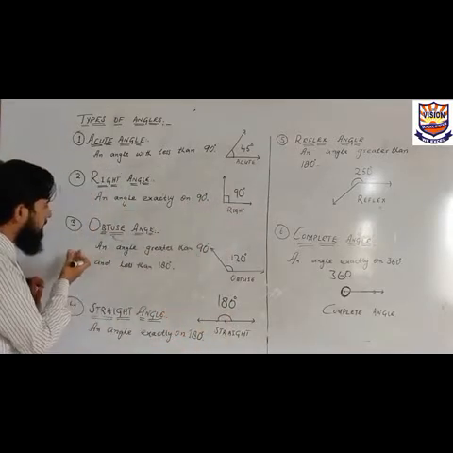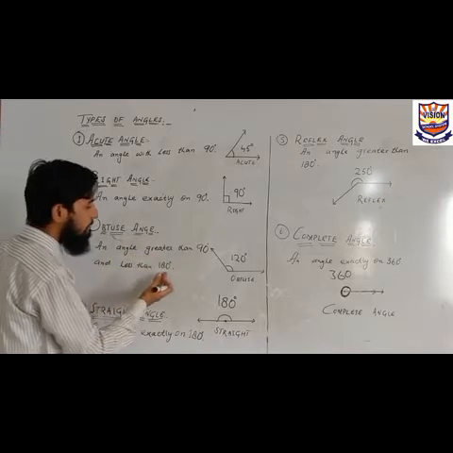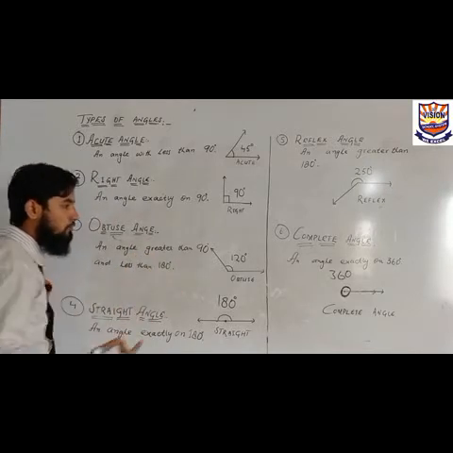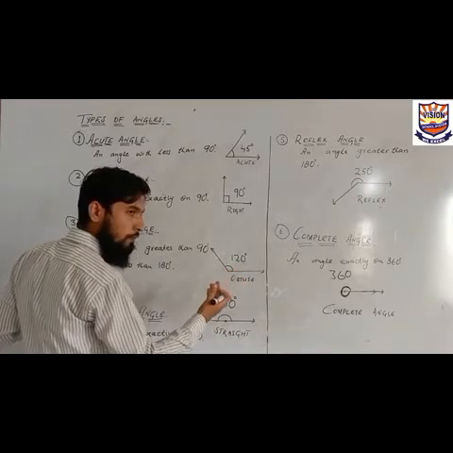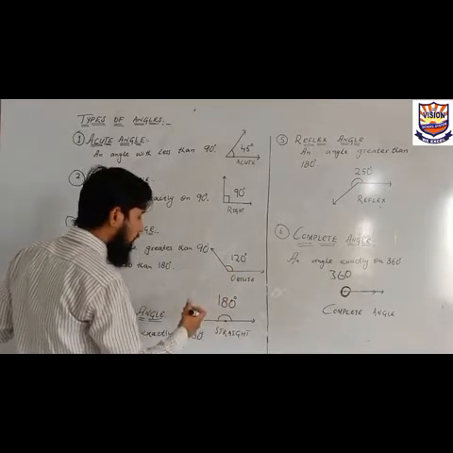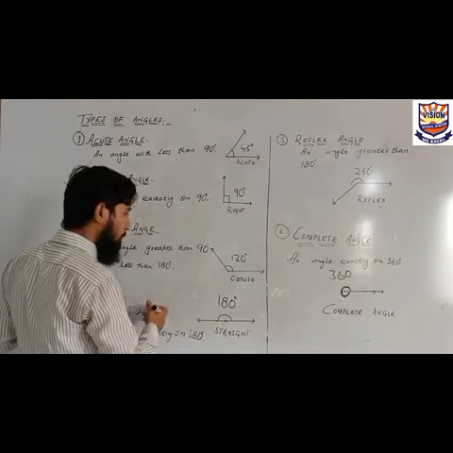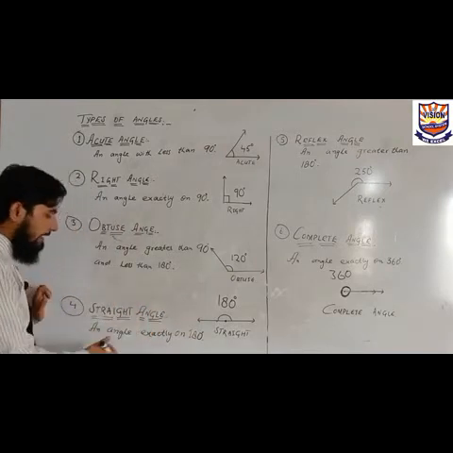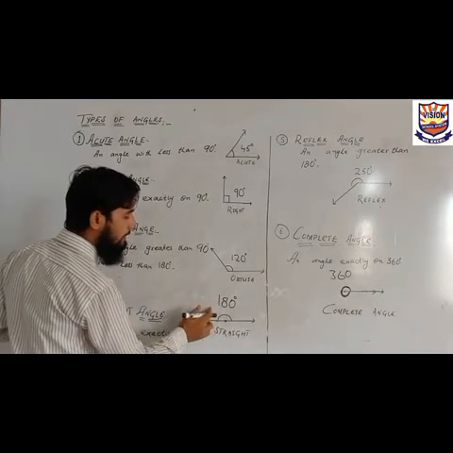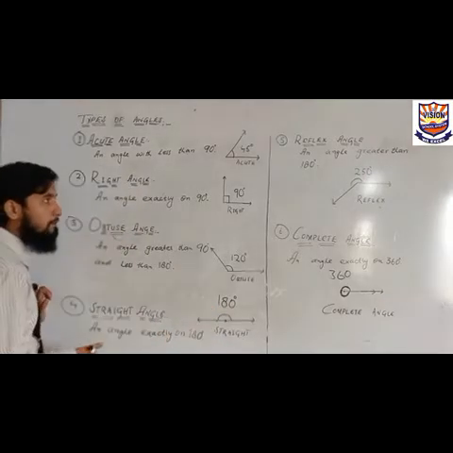Now the third one is obtuse angle. An angle greater than 90 degrees and less than 180 degrees is called obtuse angle. For example, an angle of 120 degrees, 150 degrees, or 179 degrees is also an obtuse angle. Now the fourth one is straight angle. An angle exactly of 180 degrees, or the straight line, is called straight angle.